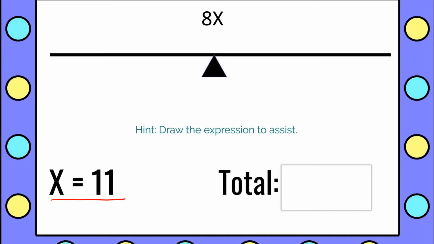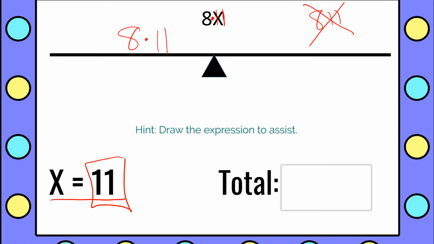So therefore, come down here, find out what x is. X is 11. So I'm going to insert a little dot here and put my 11, because otherwise, without that dot, it looks like 811, which is definitely a wrong answer. So the expression that I need to evaluate is 8 times 11. Well, 8 times 11 is 88. So the total would end up being 88.